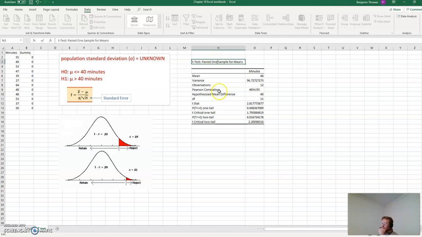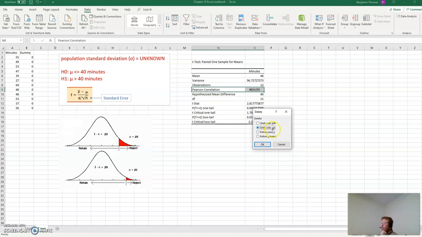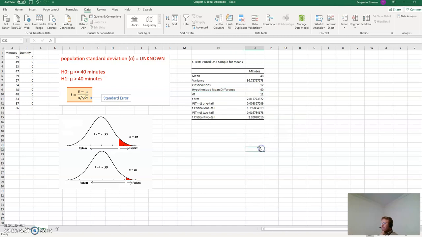And what else can we bring out of here? Well, we don't have a correlation, and why is that? Because we didn't really correlate 2 variables. We'll get to correlation in chapter 13. That'll be on the next video. But let's go ahead and shift the cells up. Delete those and shift the cells up to get rid of that.